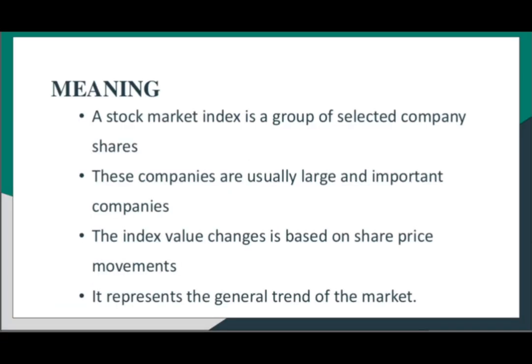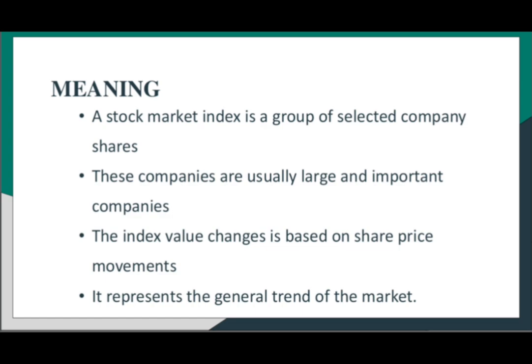So, what exactly is a stock market index? A stock market index shows how a group of selected shares is performing in the stock market. These shares usually belong to well known and important companies. The index gives us an overall idea of what is happening in the stock market at a particular time, and the value of the index is shown in numbers.